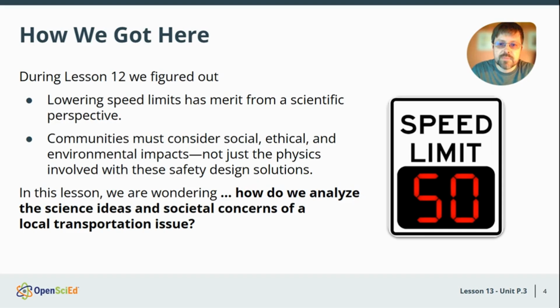How did we get here? Back in lesson 12, we figured out that lowering speed limits makes a lot of sense from a scientific perspective. However, we also have to consider social, ethical, and environmental impacts, not just the physics involved with these safety design solutions. So now in lesson 13, we're wondering, how do we analyze science ideas and societal concerns of a local transportation issue?